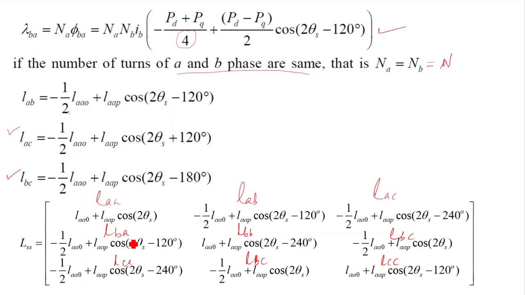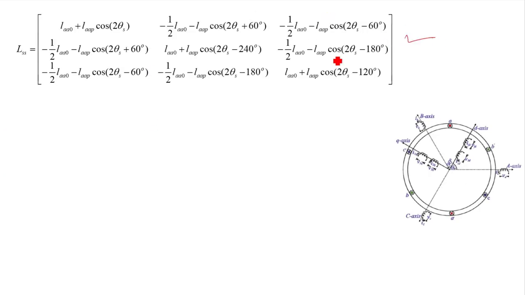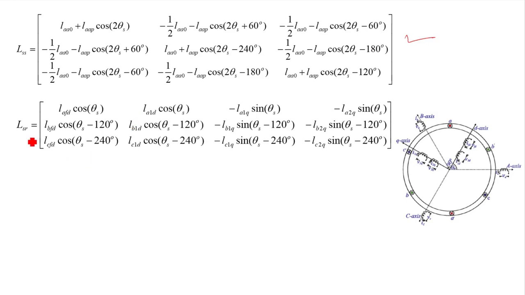So now we got the whole expression for the stator inductance, which is LSS. Similarly, we can proceed to find out the expression for LSS. With just a little manipulation with the angles, we can get this expression. And next, we can find LSR, that is the inductance of the stator with respect to the rotor.